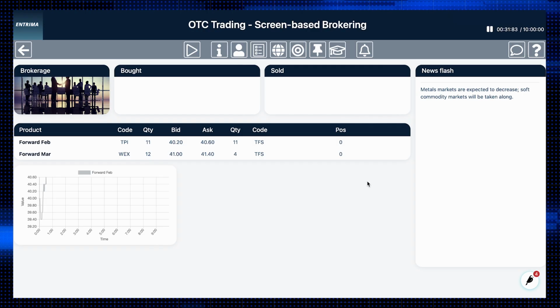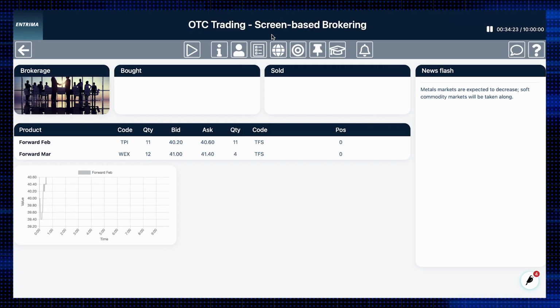This simulation allows you to mimic screen-based deal-making in a bilateral manner. Actually, it concerns broker-supported transacting in the OTC markets.